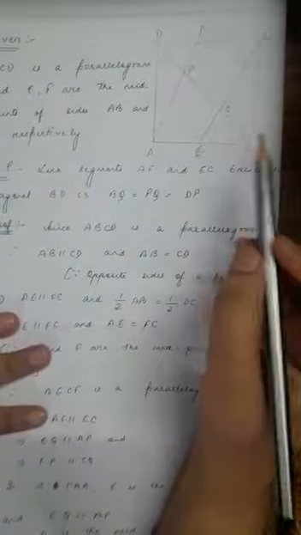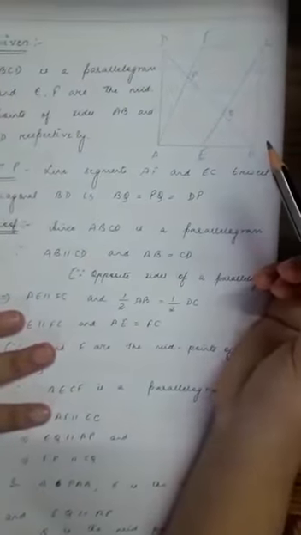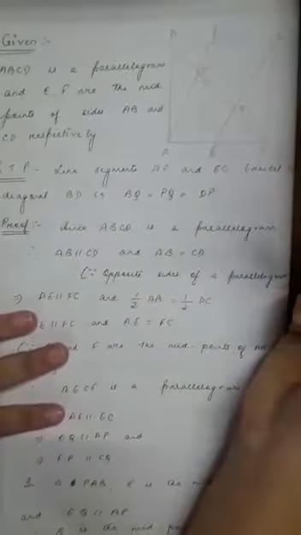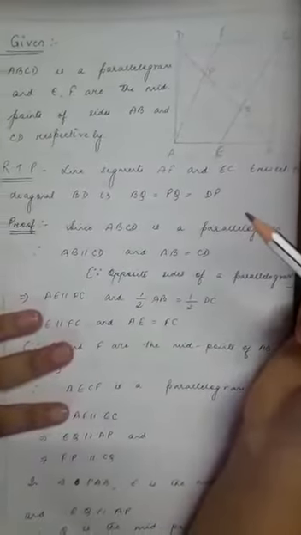In this sum, ABCD is a parallelogram and E and F are the midpoints of AB and CD respectively. We need to show here that the line segments AF and EC trisect this diagonal BD. Trisect means divided into 3. So BQ is equal to PQ is equal to DP. So for that, now see, ABCD is a parallelogram.